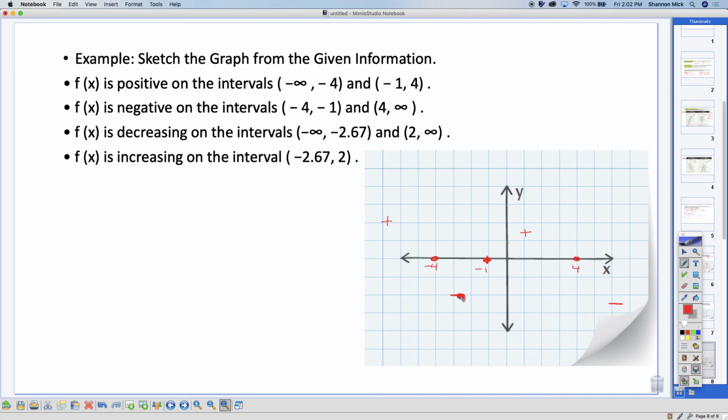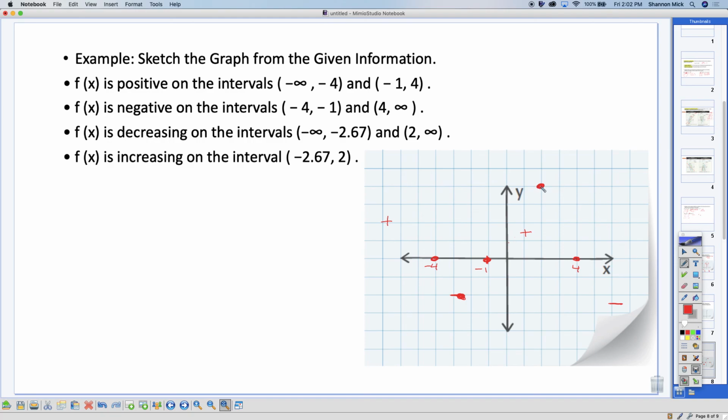And decreasing from 2 to positive infinity. So that means 2 was a maximum, doesn't it? And also means that -2.67 is a minimum, doesn't it? Comes down to it. Okay, so at 2, how far up do you want to go? Does it matter? Do I know for sure? No. Like right here, does that work? Seems pretty high, but it'll work.